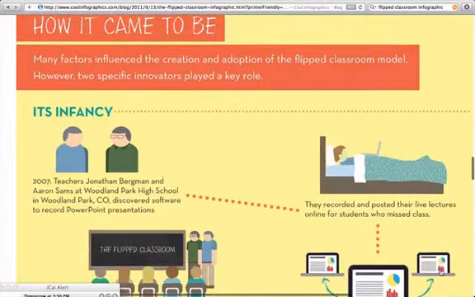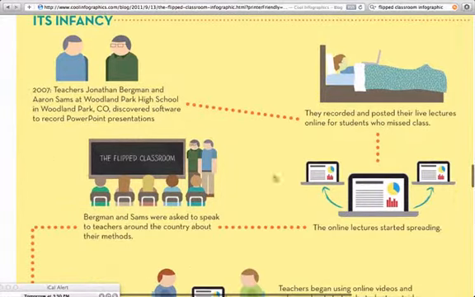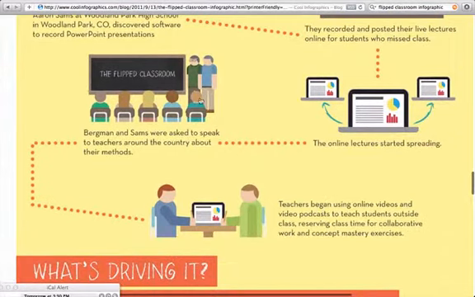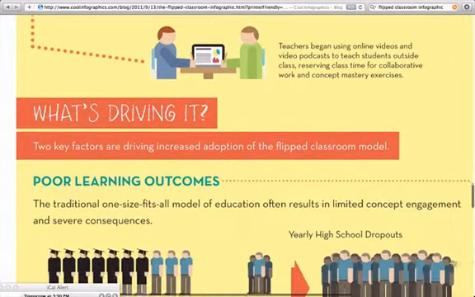So how it came to be: two guys in Colorado, Jonathan Bergman and Aaron Sams, discovered software to record PowerPoint presentations. And then if you were sick, you can see his little green face here, so if you missed class or if you were on some band field trip, you could engage in the lecture online. Then they were asked to speak about it, and it kind of ballooned, coupled with the idea of the Khan Academy, which we'll talk about as well.